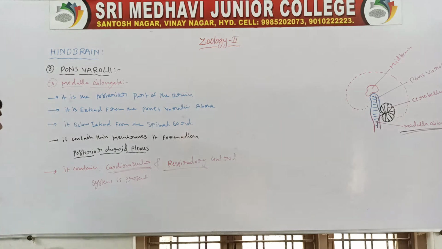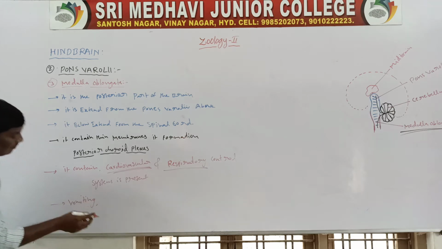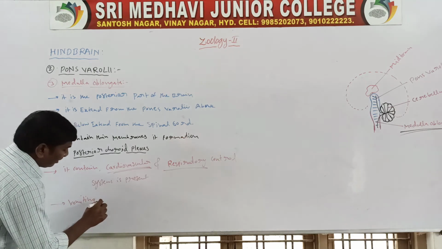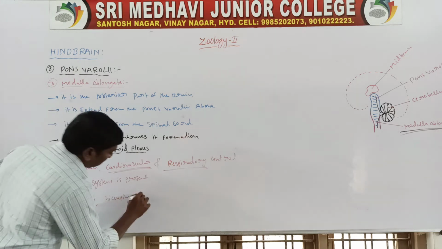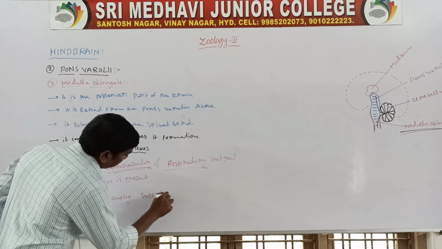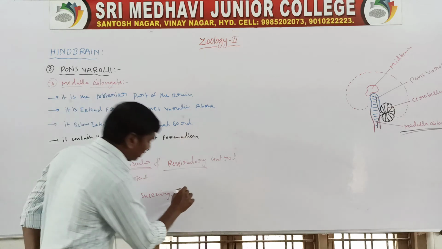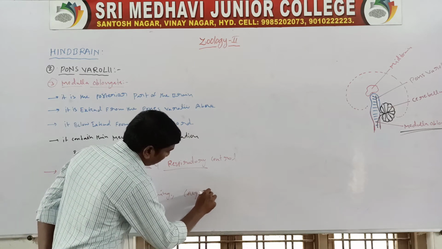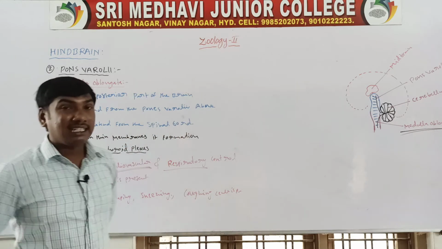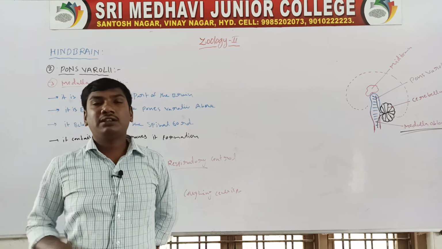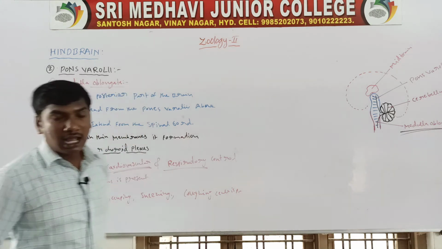Next, it contains the vomiting center, the hiccuping center, the sneezing center, and the coughing center. So it controls sneezing, vomiting, hiccuping, and coughing. These are the centers present on the medulla oblongata.